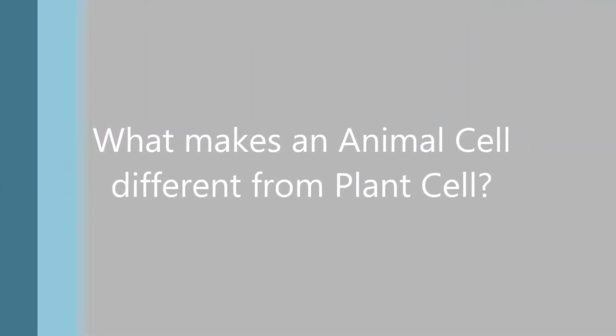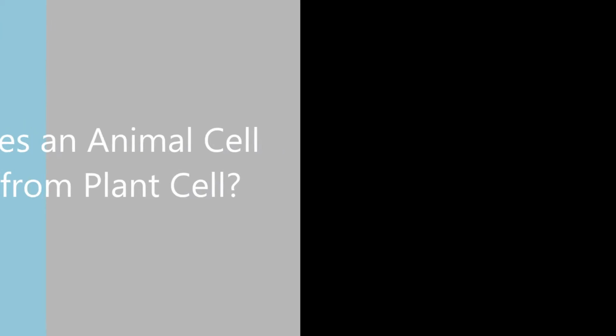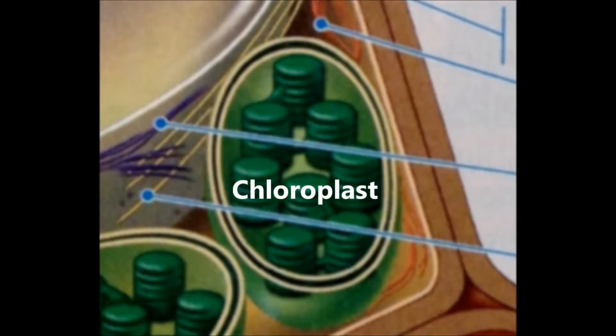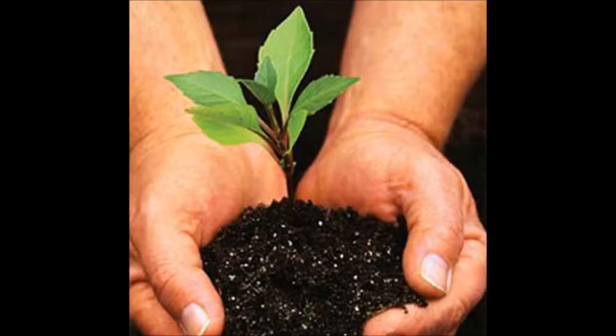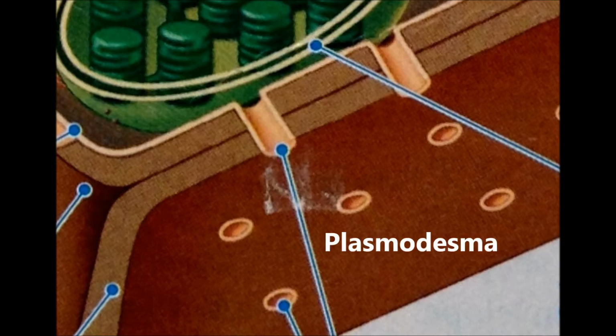So what is it that makes an animal cell different from a plant cell? We already established that plant cells have a cell wall and animal cells do not. Plants have chloroplasts, which are crucial in photosynthesis. They convert energy of the sun to food for the plant and give plants their green color. Plasmodesma are channels through cell walls that connect the cytoplasm of adjacent cells.